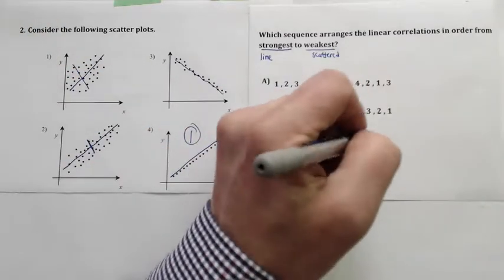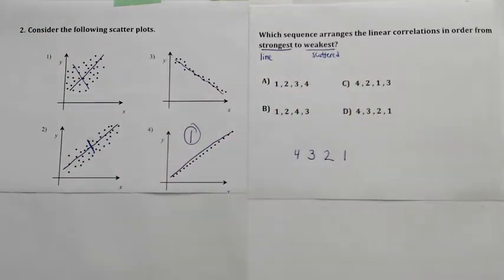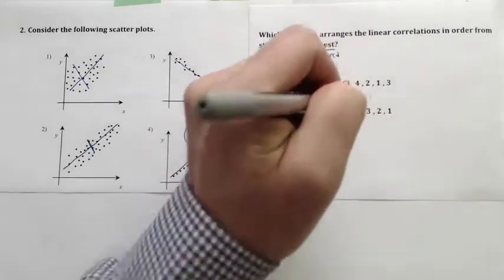And then our last strongest one, or our weakest one, will be number 1. 4, 3, 2, 1, making that our answer.